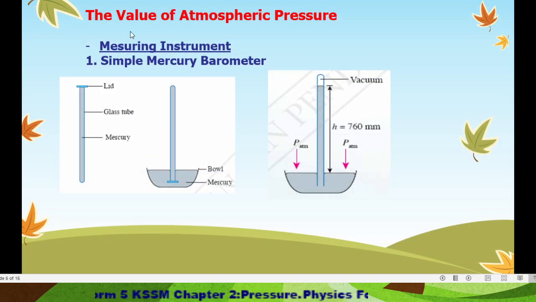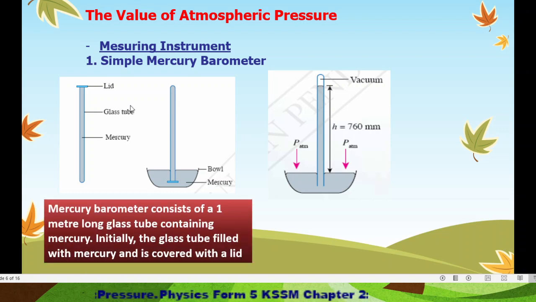How can we measure atmospheric pressure? There must be a measuring instrument. Let's look at the basic instrument that can be used. The first one is the simple mercury barometer. A mercury barometer consists of a 1 meter long glass tube containing mercury. So the first thing we do is fill mercury into the tube until the top part and cover it with a lid, fully filled with mercury.